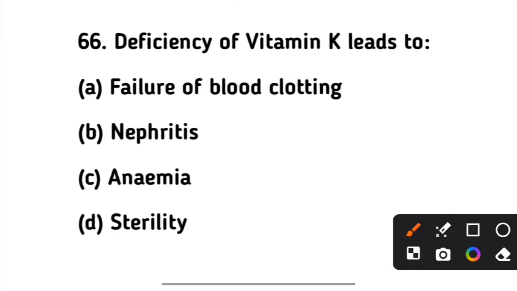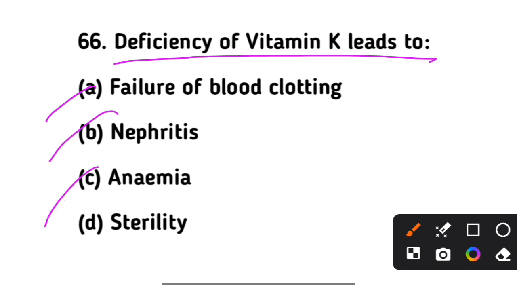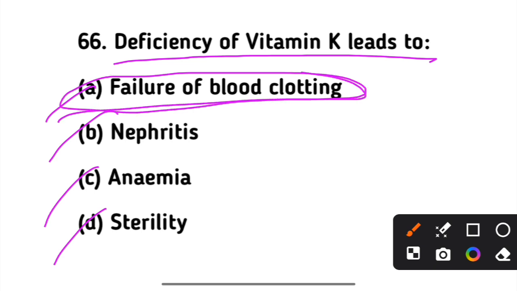Next, deficiency of vitamin K leads to: failure of blood clotting, nephritis, anemia, sterility. Option A is correct, failure of blood clotting. Deficiency of vitamin K leads to failure of blood clotting.